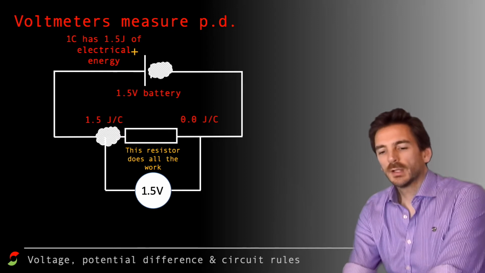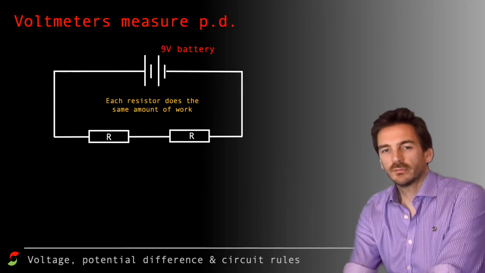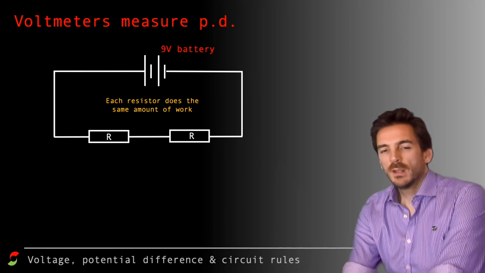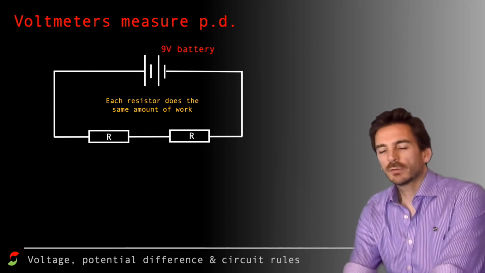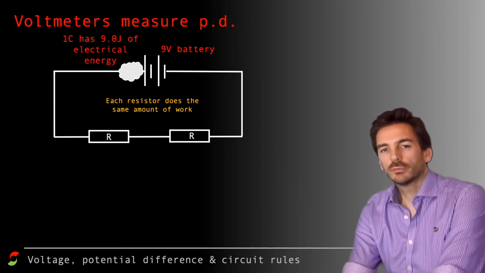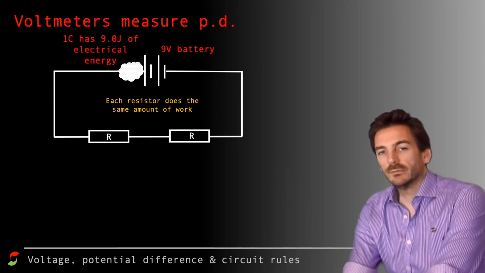Let's make it a little bit harder. Let's put two resistors of equal value in series next to each other. Because they're equal value resistors, both with the value R, they will do the same amount of work. So here we have a coulomb, and this time we're looking at a 9 volt battery. That means that coulomb's got 9 joules of electrical energy, and it's going to do 9 joules of work to that circuit. These two resistors will do half of the work each.